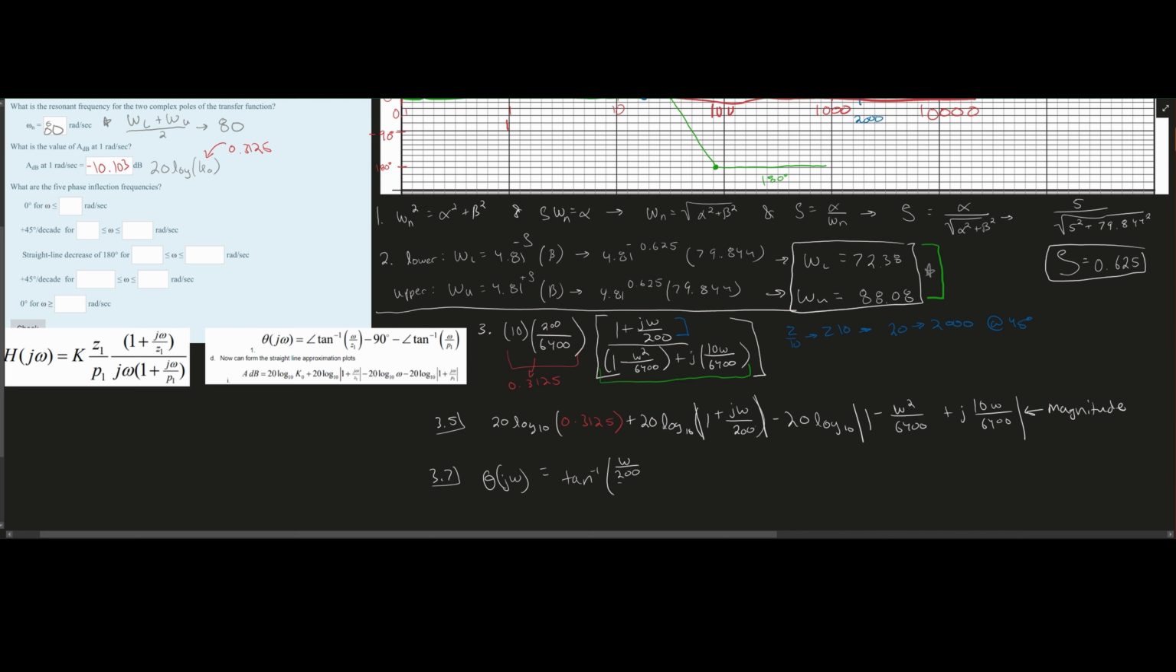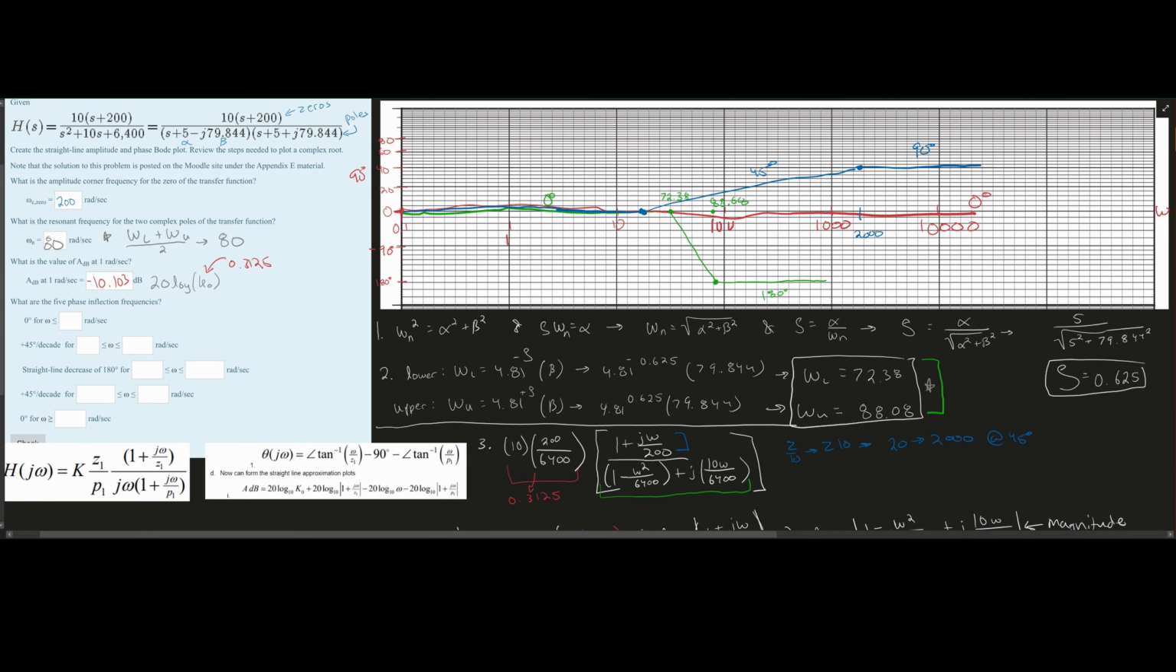And this is going to be over 1 minus the tangent of our -1. And then we are going to have our two polars in here. We are going to have 10 omega over 6400. And this should actually only have 2 zeros. But this is then going to be divided by 1 minus r omega squared divided by 6400. And that's how we would graph the polar.